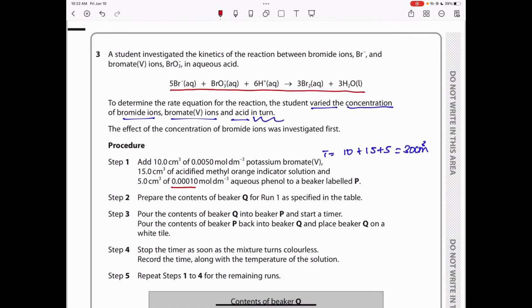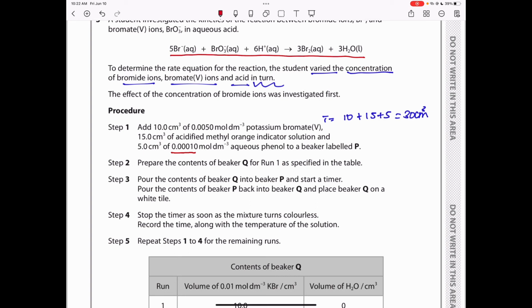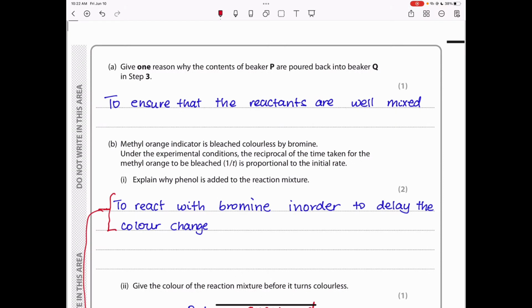Step 3, they say pour the contents of beaker Q into beaker P and start the timer, and then pour the contents of beaker P back into beaker Q and place beaker Q on a white tile. This is mixing. They are trying to make the reactants mix properly in order for the reaction to continue well. Then they say methyl orange indicator is bleached colorless. Now this is very important. Methyl orange indicator is bleached colorless by bromine.